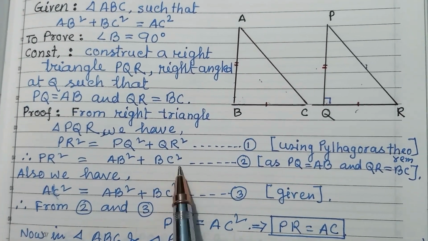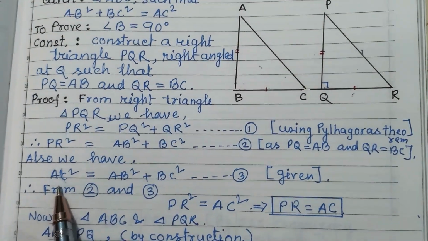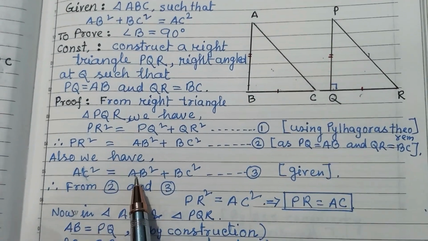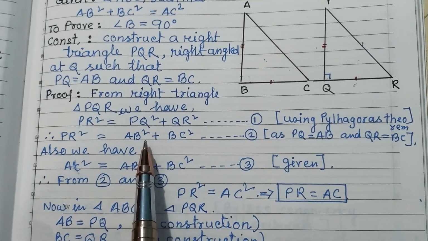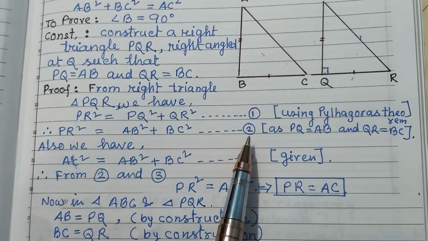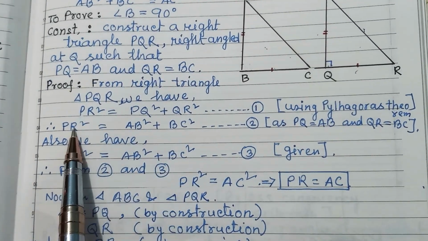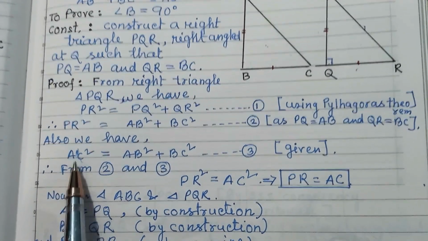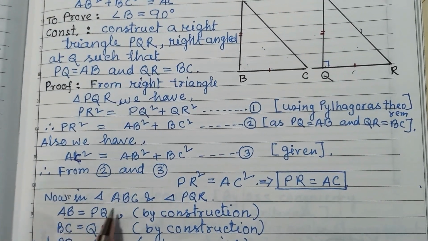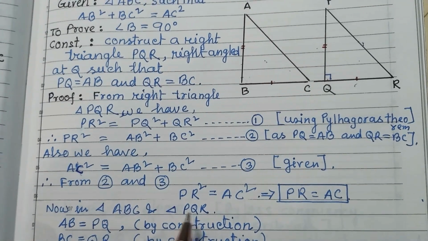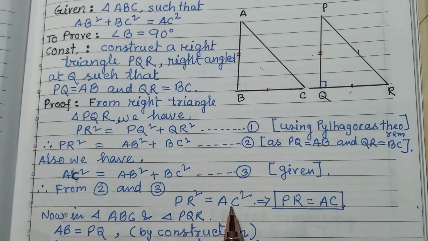Now this first relation, we also have AC square. It is given in the condition of the theorem that AC square is equal to AB square plus BC square. Therefore its right hand side is the same in 2 and 3. Comparing 2 and 3, the right hand side is the same, so the left hand side PR square is equal to AC square. So PR is equal to AC.